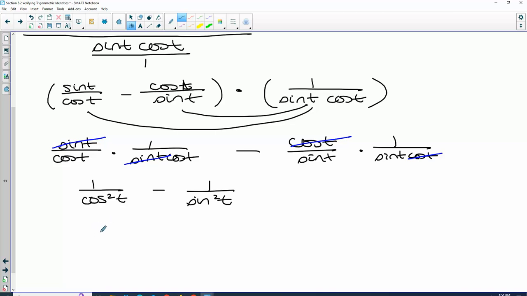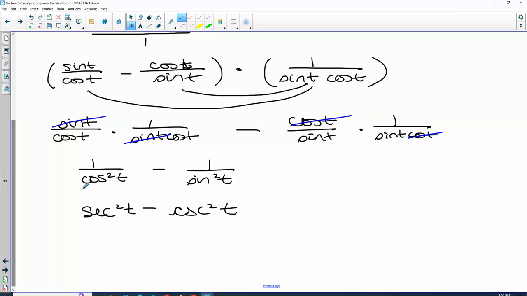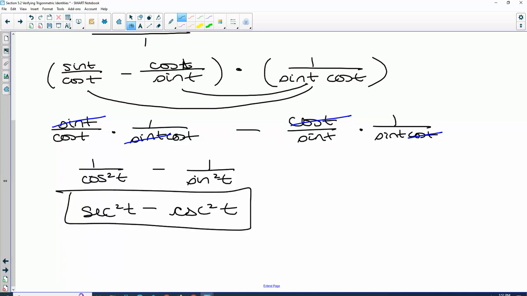What is 1 over cosine? So it's secant squared t minus the reciprocal of sine, and if we look back, secant squared minus cosecant squared, that's what we wanted. Any questions there? Okay, so I want to give you a few to try now. Homework, but we've got quite a bit of time.